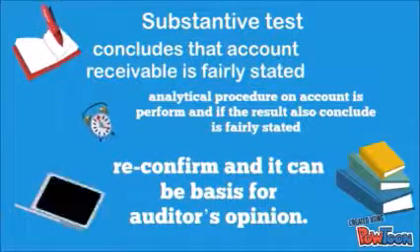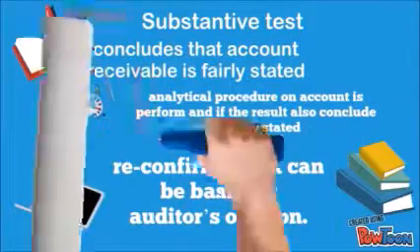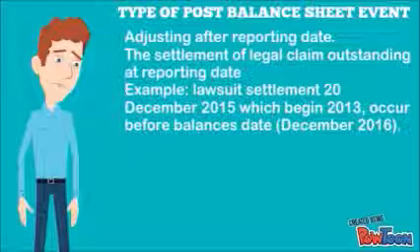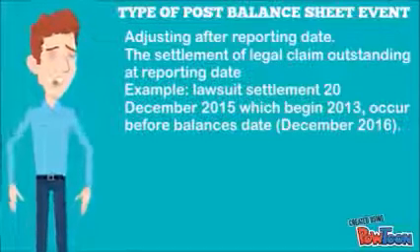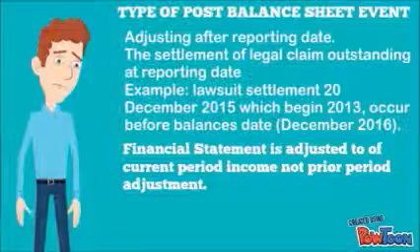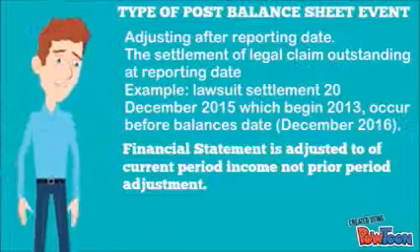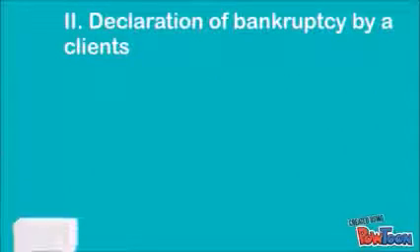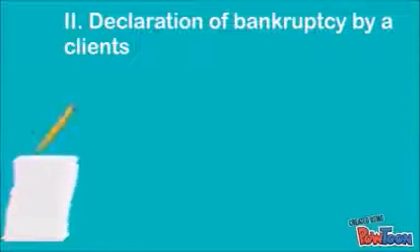Types of post-balance sheet events can be divided into adjusting events after the reporting date, which consist of the following. One, the settlement of a legal claim outstanding at the reporting date. Example, when a lawsuit settlement occurs in December 2015, having begun in 2013, before the balance sheet date of December 2016, the financial statements are adjusted to current period income and not as a prior period adjustment.